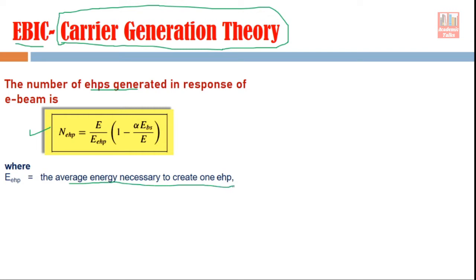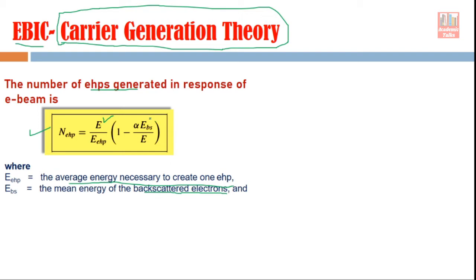electron hole pair. So we have to identify first what is the minimum energy of the incoming electrons which is required for the generation of electron hole pairs, and E is the actual energy of the incoming electron. Now this EBS is the mean energy of backscattered electrons. That is also a very important parameter, because the backscattered electrons will be scattered back without creating any electron hole pair. So the backscattered electron energy is not contributing to this electron hole pair generation.